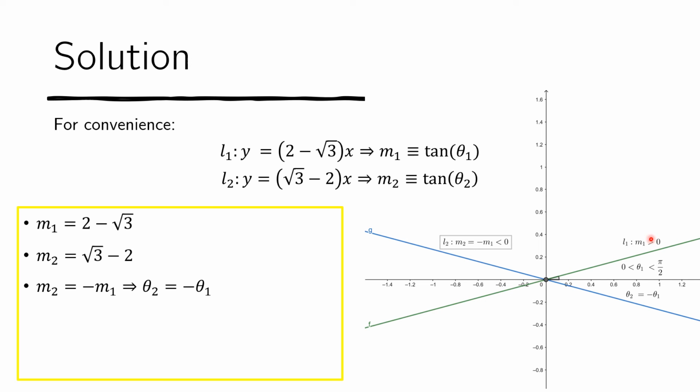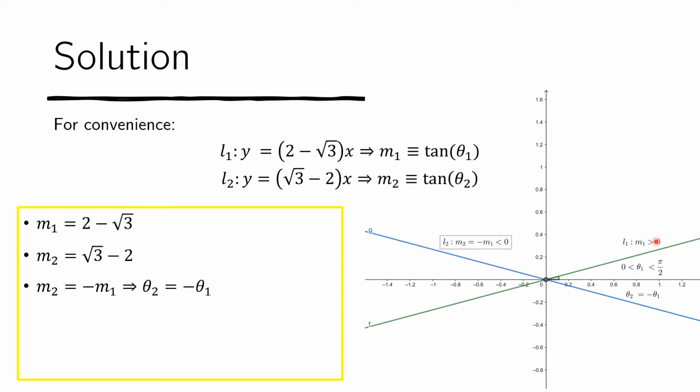The reason that it is positive is because 2 minus square root of 3 is positive. 2 is greater than the square root of 3. To make that even clearer, think of the square of 2, which is 4, and the square of square root of 3, which is just 3. So 4 is greater than 3, so 4 minus 3 is positive, and so 2 minus the square root of 3 is also positive.